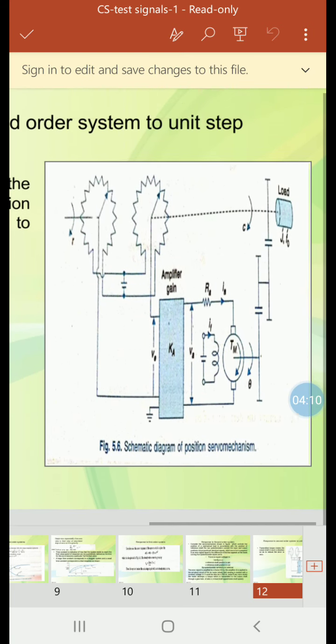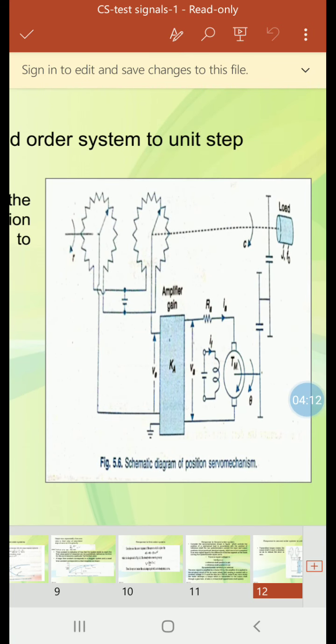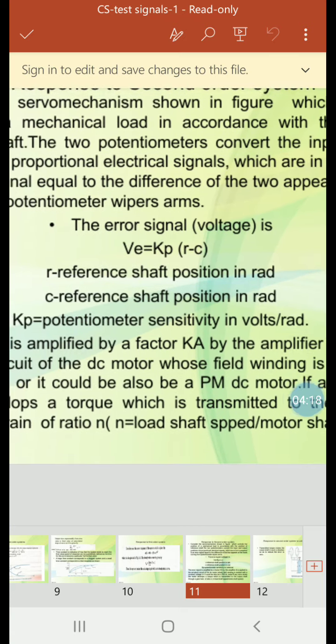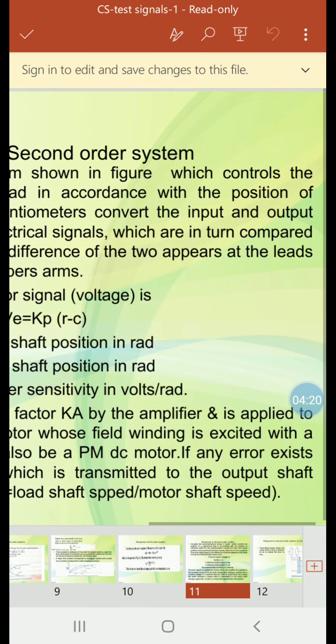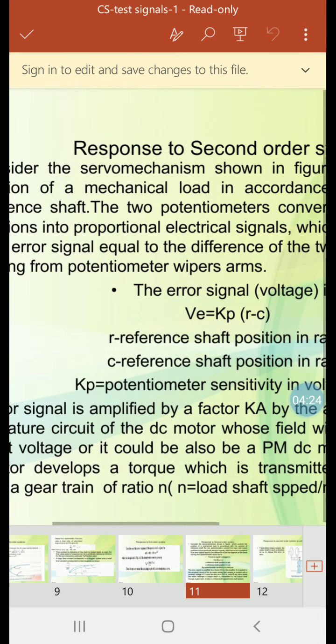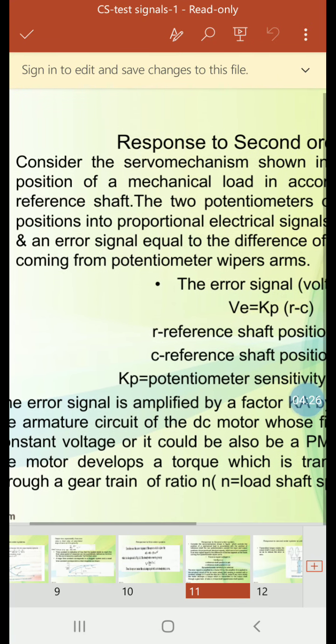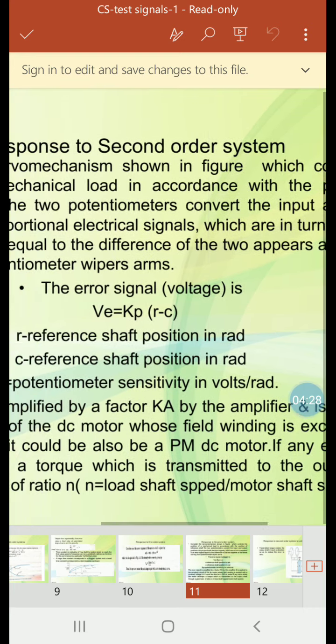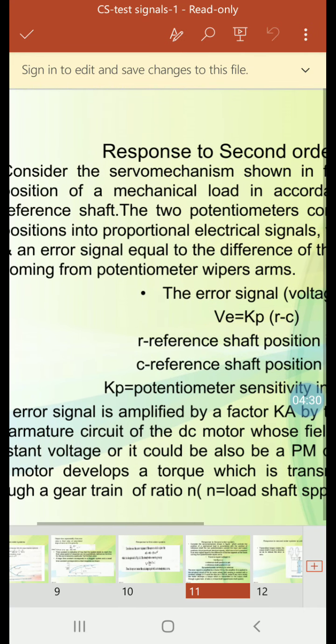There are two potentiometers, one amplifier, a mechanical load and a reference shaft. Then we'll see what this servo mechanism system is. This servo mechanism controls the position of a mechanical load in accordance with the position of the reference shaft.